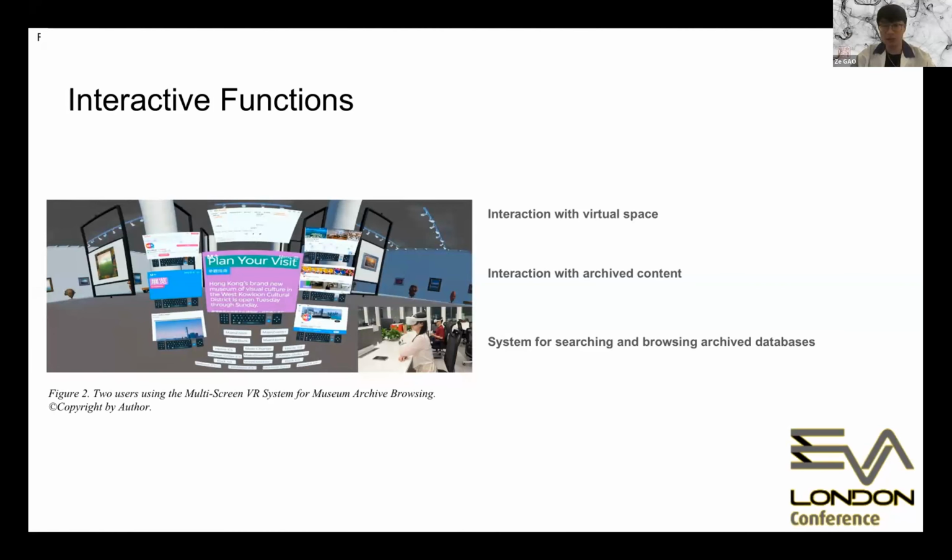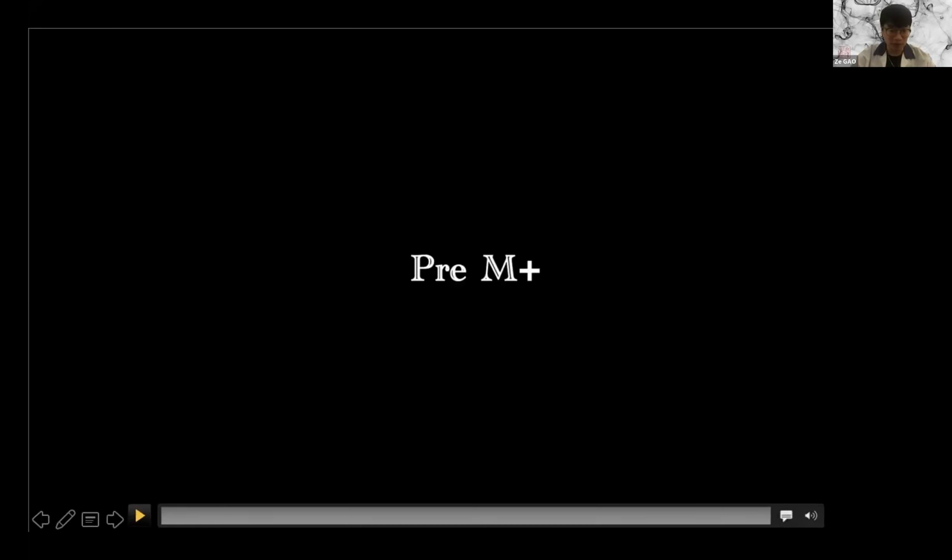So our system is designed for searching and browsing archive data, which includes sculptures, experimental video, and photographs, not limited to the 2D dimension. The first photo on the left is the first stage of our system. Right now we have the second version of our system, and I can show the video. So here are the interactive functions we have right now.